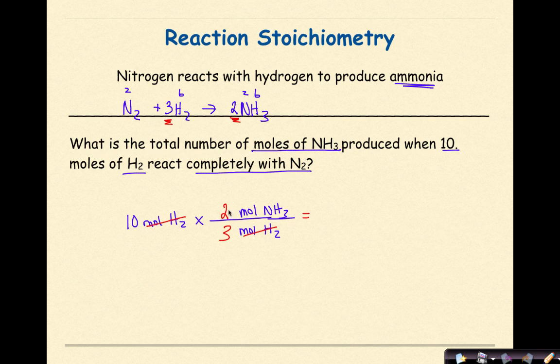I'm left with moles of NH3, which is what I want. So 10 times 2 divided by 3 gives me 6.7 moles of NH3. And when I look at this number for 10, it has a decimal on the end, which means I need to take my answer to two significant figures, which I have done. So my final answer is 6.7 moles of ammonia.